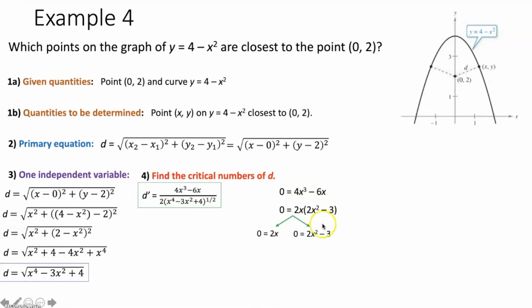So I set each of those things equal to 0 and I solve for x. Over here, I divide both sides by 2. I get x is equal to 0. Over here, I add 3 to both sides, divide both sides by 2, and then square root both sides, and I get x is equal to plus or minus the square root of 3 over 2.